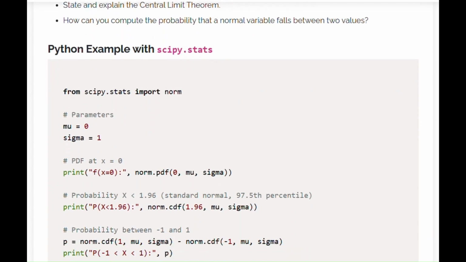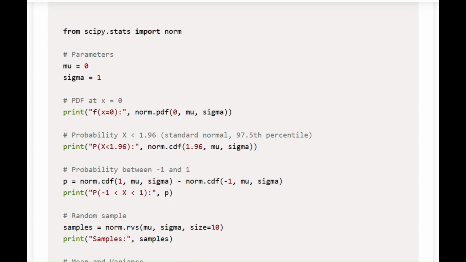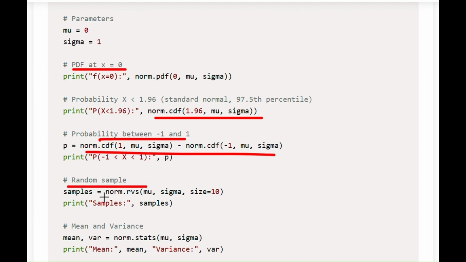So we import norm from SciPy.stats, parameters mu set to 0 and sigma set to 1. For PDF, the function is norm.pdf to calculate PDF at x equal to 0. Probability that x is less than 1.96: norm.cdf of 1.96, mu and sigma. To calculate the probability between two different values, we calculate the CDF at these two values and take the difference of these. Randomly sample points using norm.rvs, pass the parameters and the number of points needed. To find the mean and variance, we get it from norm.stats.